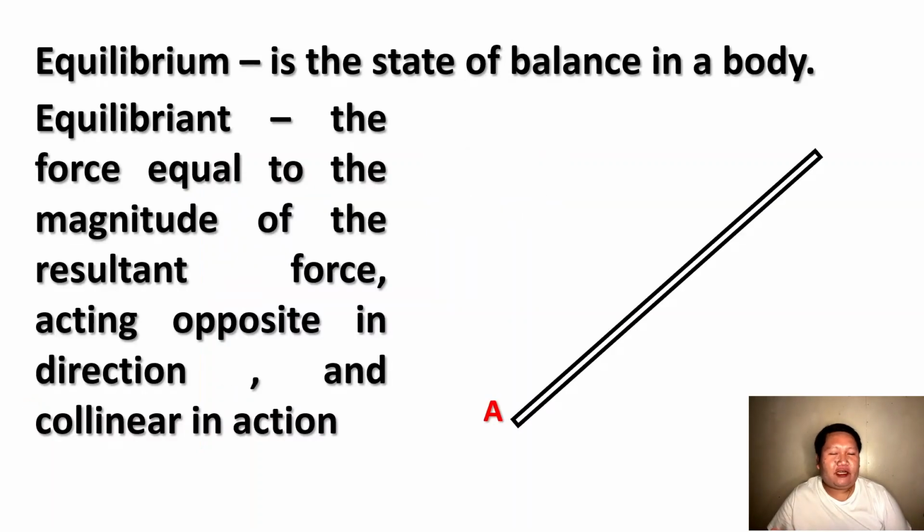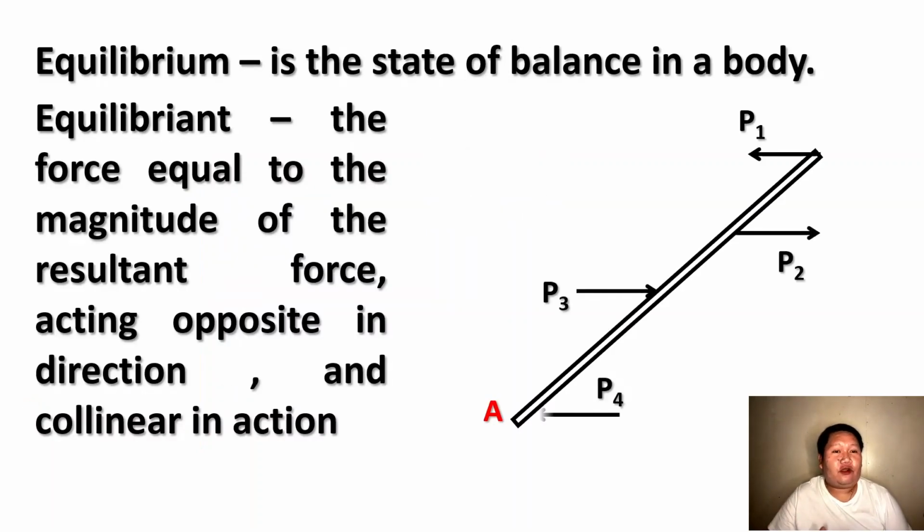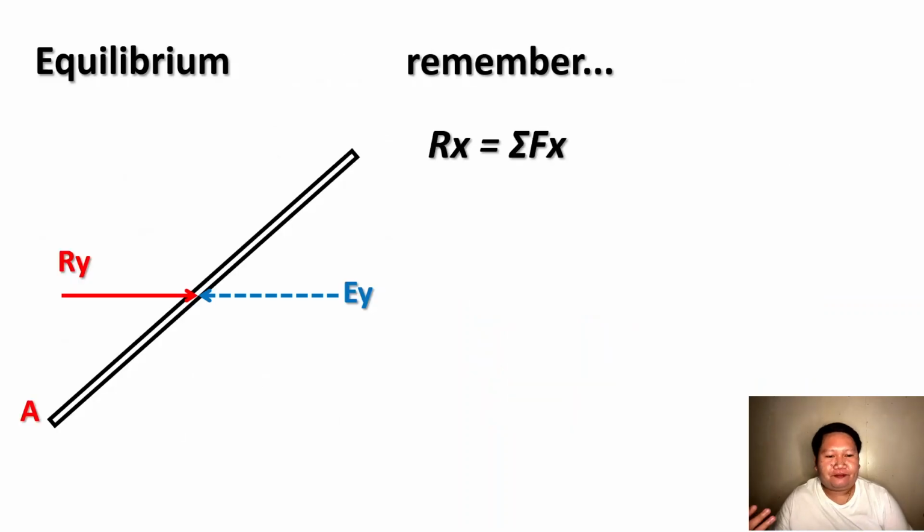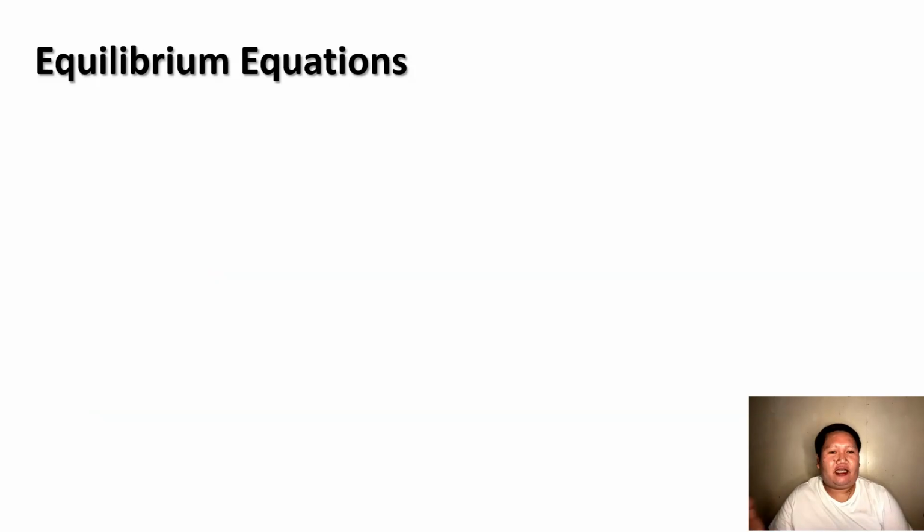So for example, if we have horizontal forces, then we need the equilibrant for all the horizontal forces that is represented by Rx. Remembering that Rx is just the summation of forces horizontal, or along x, it would now be the summation of forces x equal to 0. That's how to satisfy equilibrium.